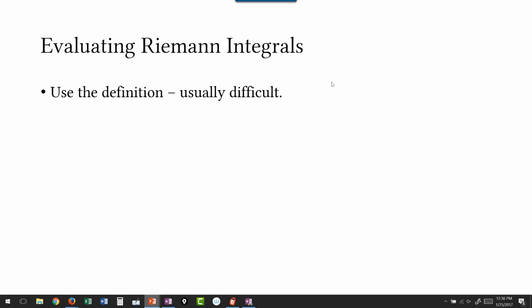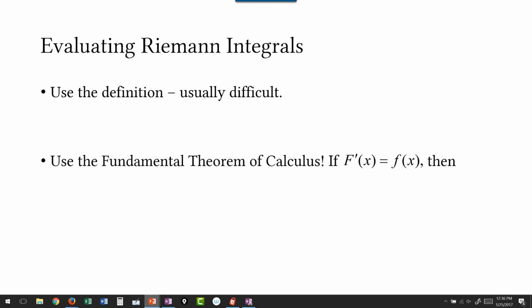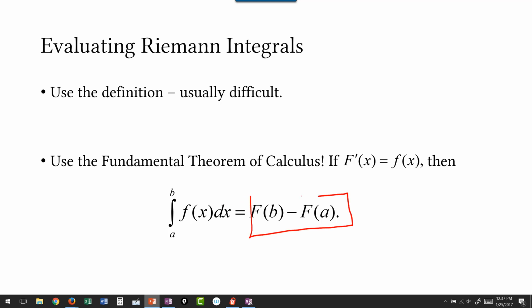Now, using that definition, we can evaluate some Riemann integrals. If you remember doing that in Cal 1, that involves summation formulas and limits that can sometimes be really messy. So that's not generally the way we'd like to do it. Instead, we use what's called the fundamental theorem of calculus. And that theorem says that if we know a function whose derivative is little f, then the integral of little f is actually much easier than finding a limit of sums of rectangles. It's just that function capital F evaluated at b minus capital F of a.